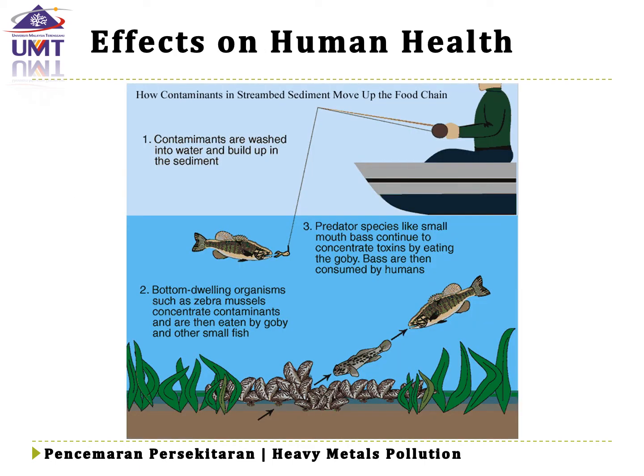So, what are the effects of metals on human health? This figure shows how the contaminants in sediment move up the food chain. The contaminant that enters the aquatic environment will settle down to the sediment. Then the shellfish will take up the contaminants through sediments and particulates. Fish will eat the shellfish, so the contaminant will transfer to the fish. The predator species, bigger fish, will take up the contaminant from the prey. Lastly, the contaminant will be taken up by humans when we consume the fish.